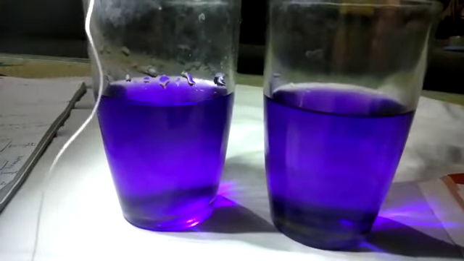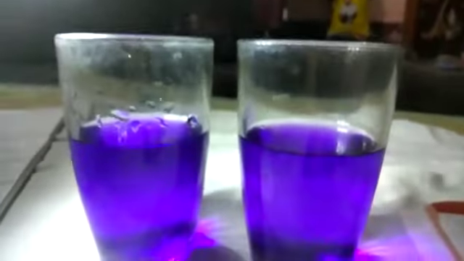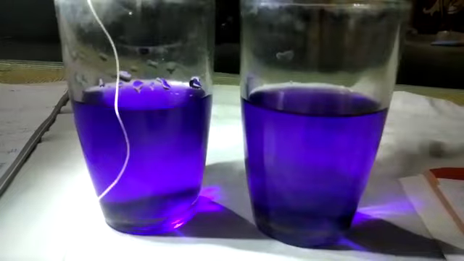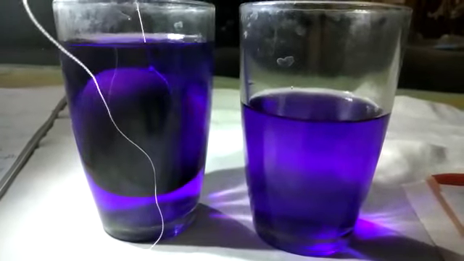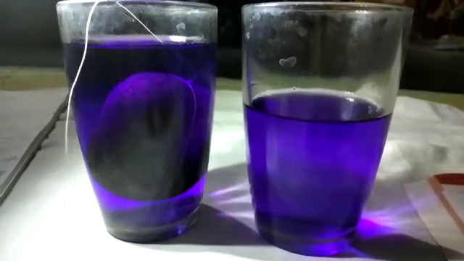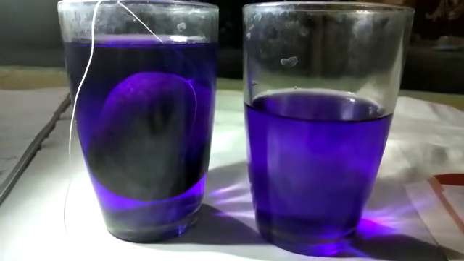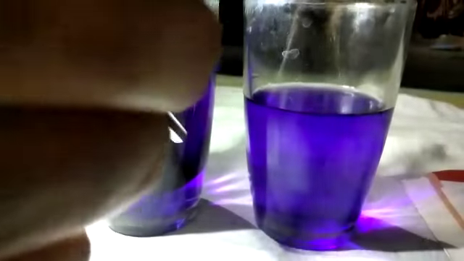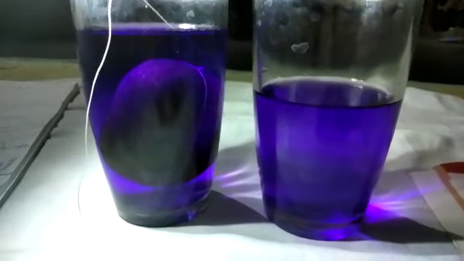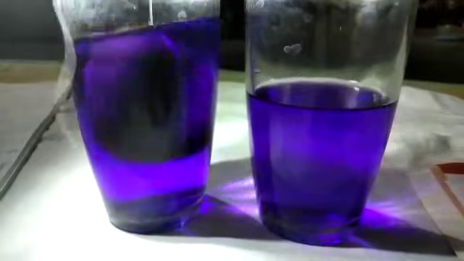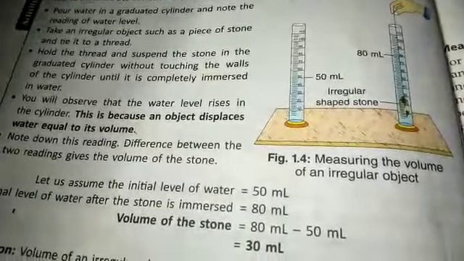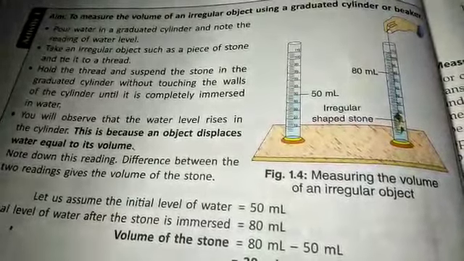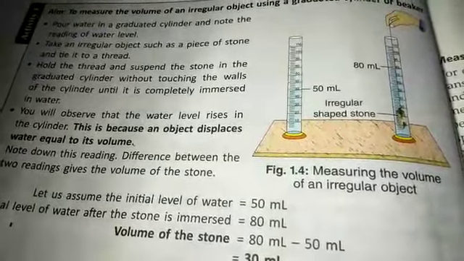When we take the stone out, the water level again remains the same. Once again we put it down in the water, and again the water level is increased. So the increase in the water level denotes the volume of the irregular stone. So we can measure the volume of an irregular object with a measuring cylinder.